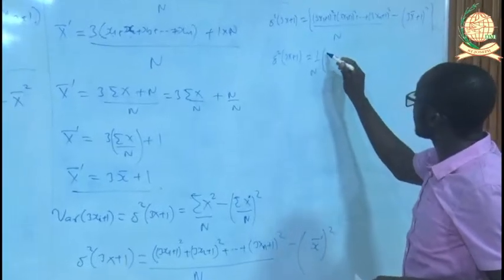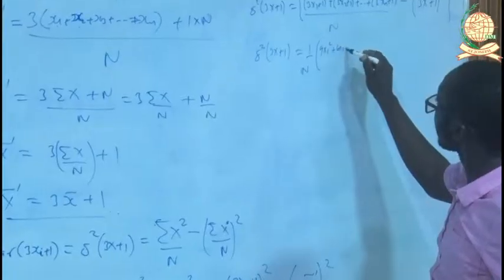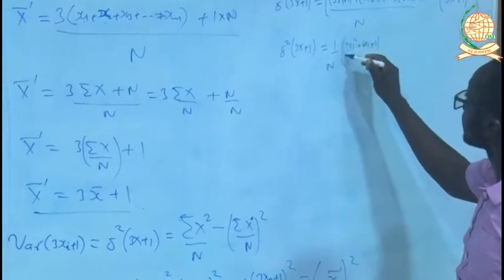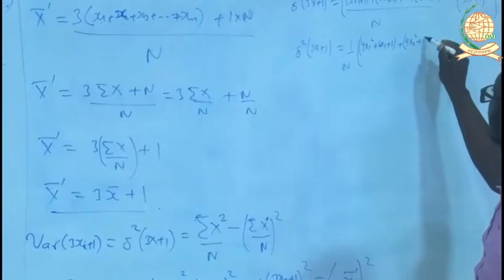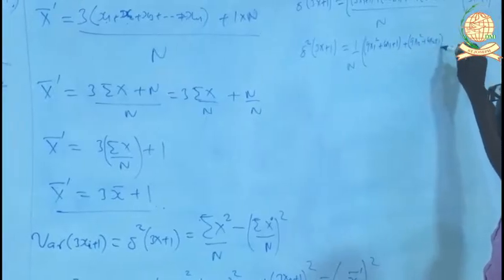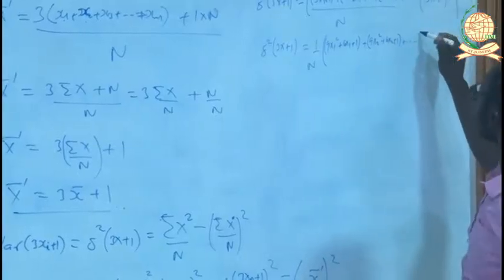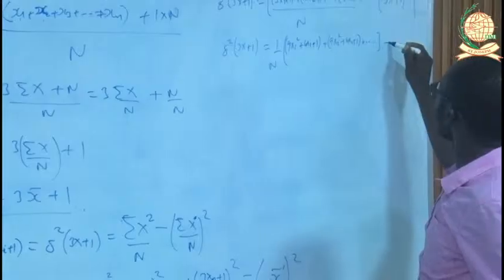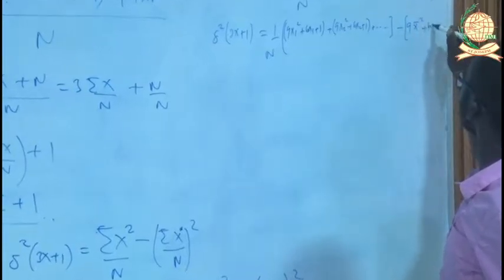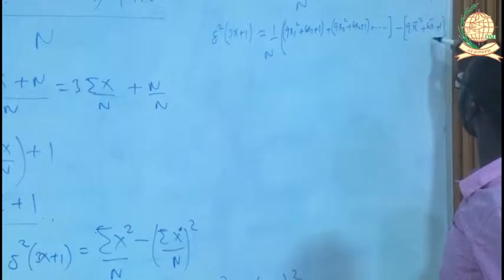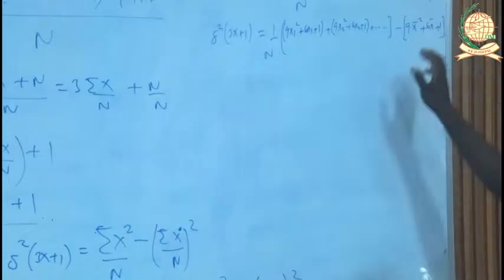I'm going to write down two terms. 9x1 squared plus 6x1 plus 1, from this one. And from here I'm going to have 9x2 squared, 6x2 plus 1. And up to the last term here, but here I'm going to have 9x bar squared plus 6x bar plus again 1. Be careful. The n is in this first term on, not here.